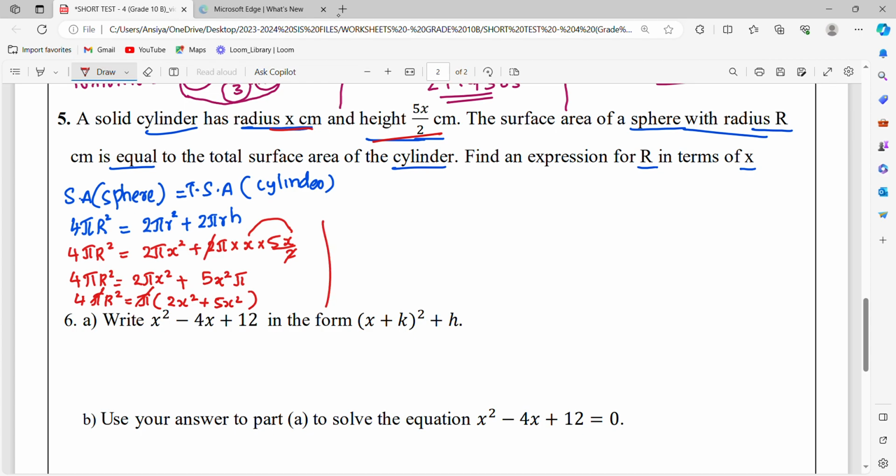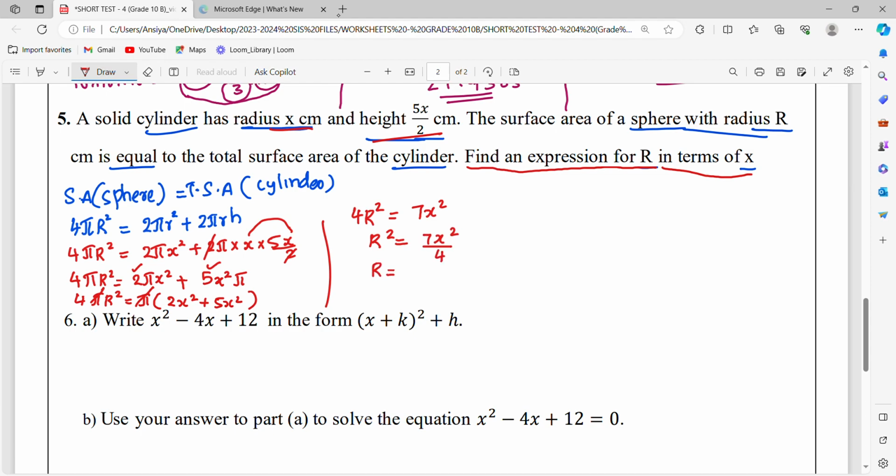Or otherwise 2 pi x square, 5 pi x square, total 7 pi x square. There also you can cancel pi. Anyways, remaining 4 capital R square is equal to bracket 2x square plus 5x square, which is 7x square. Okay, so what we need is an expression for capital R in terms of x. So capital R square should be alone, 7x square divided by 4.